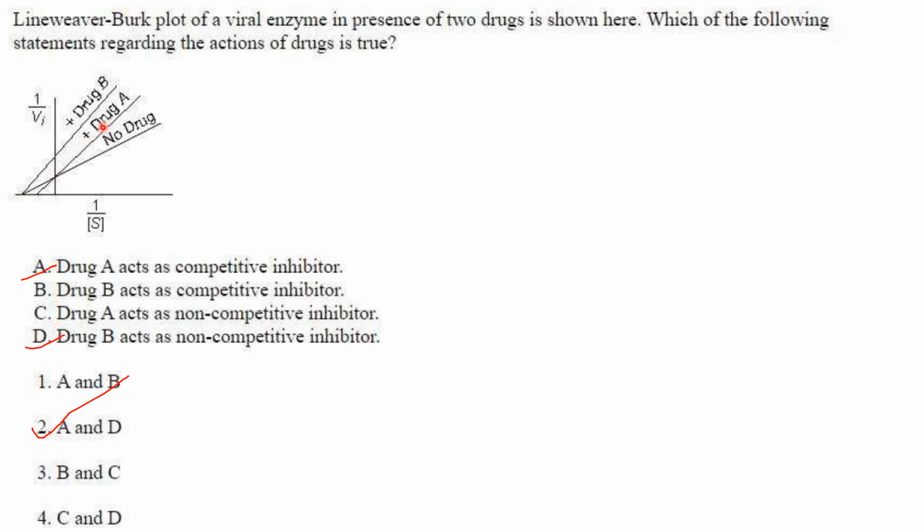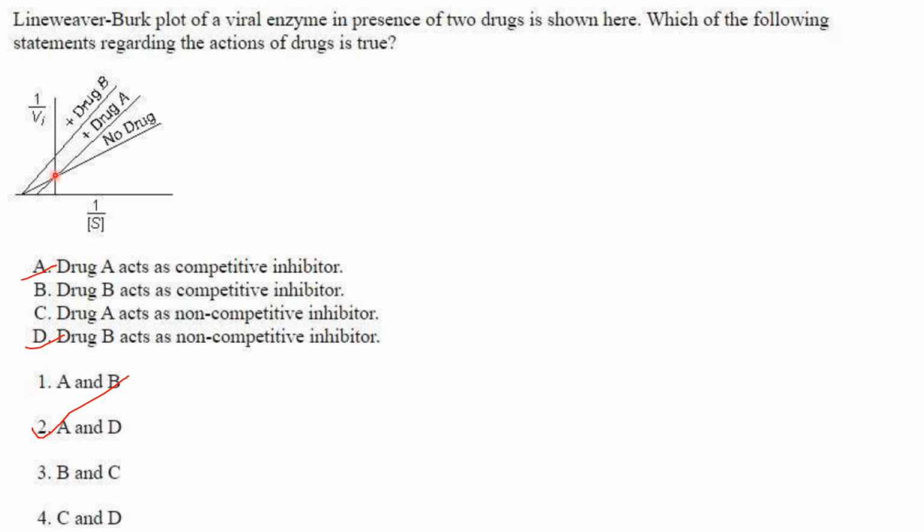So in case of drug A, the Vmax is the same but Km is decreasing. See, Km has come here. It has decreased. This is minus 1 by Km. So Km has decreased here. It has come to this side. Whereas, Km has increased. I am extremely sorry. Km has increased. It is not decrease. It is increase in case of drug A. But there is no change in the Vmax of drug A. So it is an example of competitive inhibitor. So drug A acts as a competitive inhibitor.